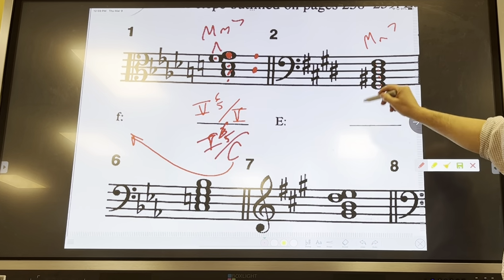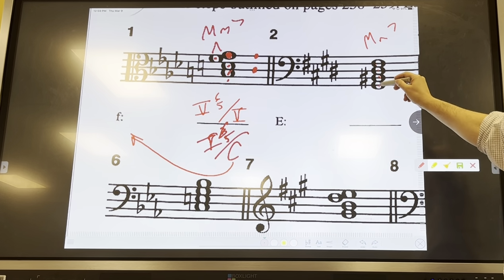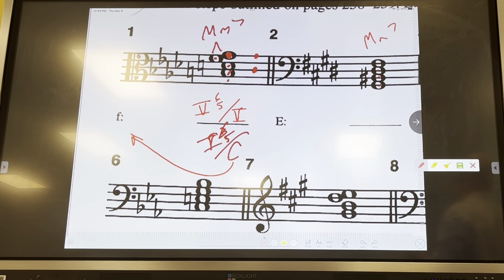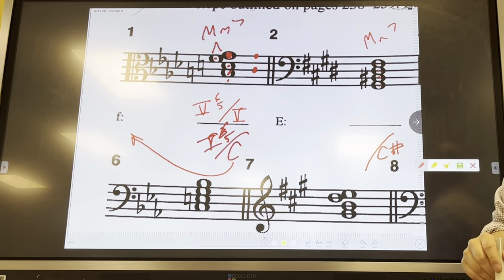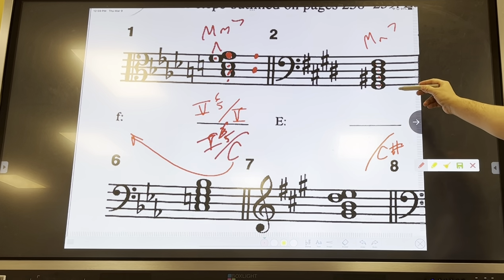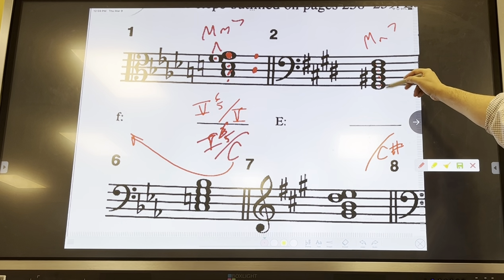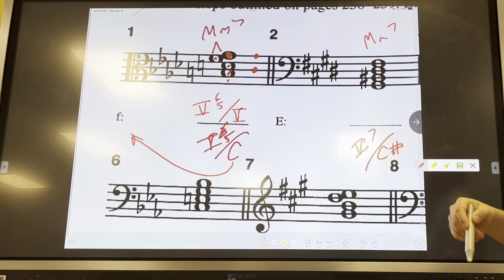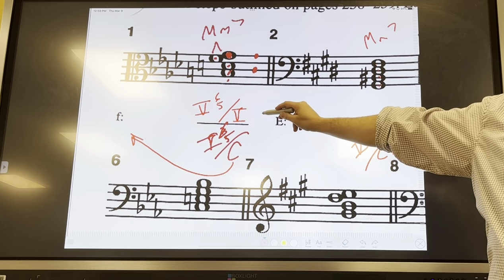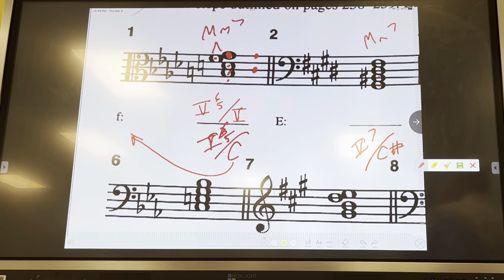We already did G a minute ago. What is G sharp? But what is G sharp the 5 of? C sharp. So C sharp is my new tonic, right? So it is a 5/7 of C sharp. What is C sharp in the key of E?